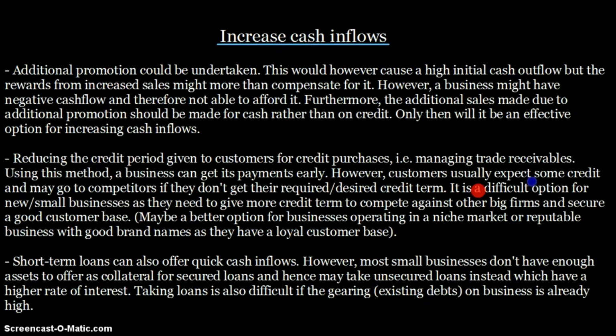However, customers usually expect some credit and may go to competitors if they don't get their desired credit term. You don't want to be too stringent and just reduce it a lot, and customers say, no, I want this much. If you reduce that credit term more, I won't do more business with you, I'll just go to a competitor. So that's some competition you have to look out for. You just won't want that to happen.